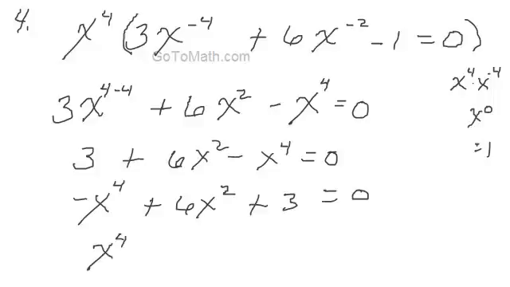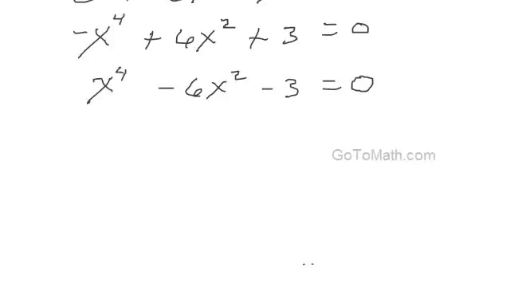Okay, so by multiplying all the way across by negative 1, we ended up with a positive x to the fourth minus 6x squared minus 3 is equal to 0. And now we'll go through and factor this thing. Well, no, we won't. We're going to do substitution.